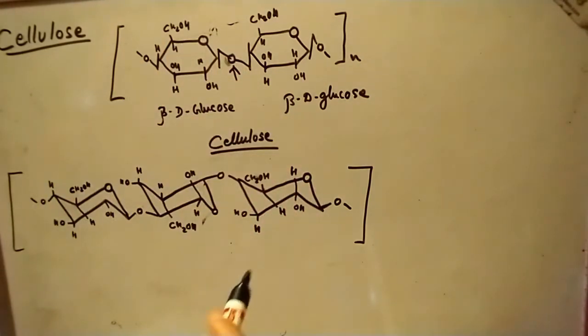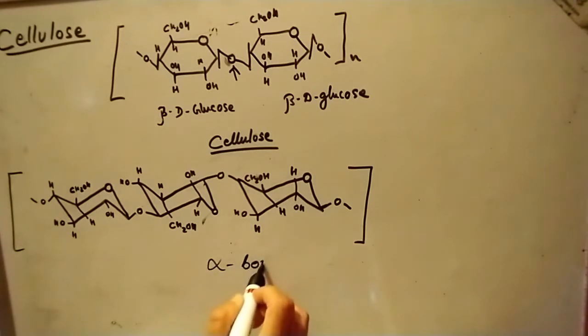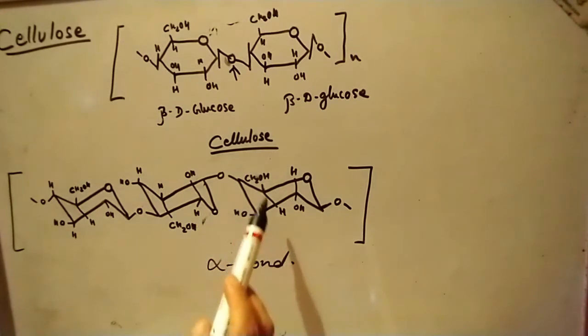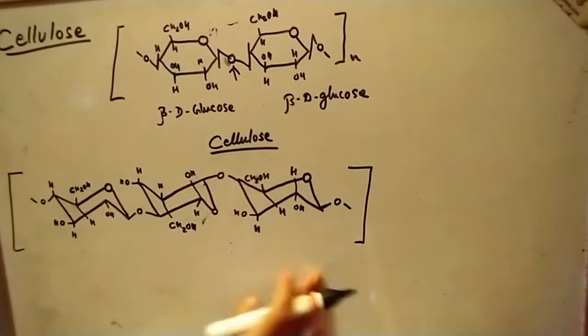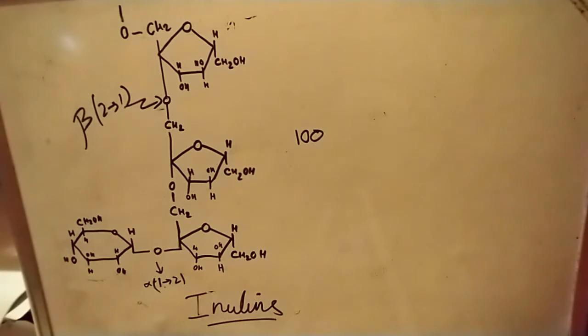Alpha amylase breaks only the alpha bond, and even though cellulose cannot be digested, it plays a very important role in human nutrition. So this is another example of homopolysaccharides. Coming to the next important homopolysaccharide, or homoglycan, is inulin.